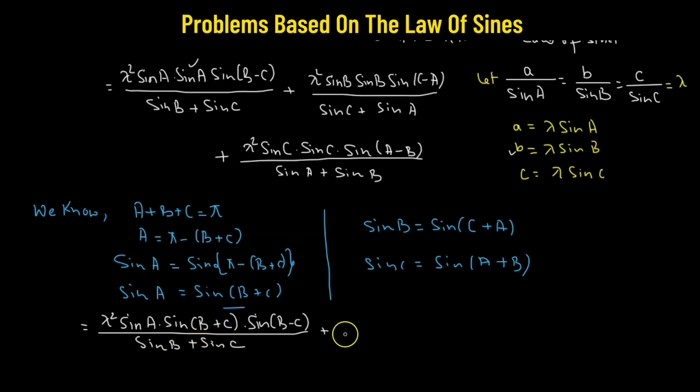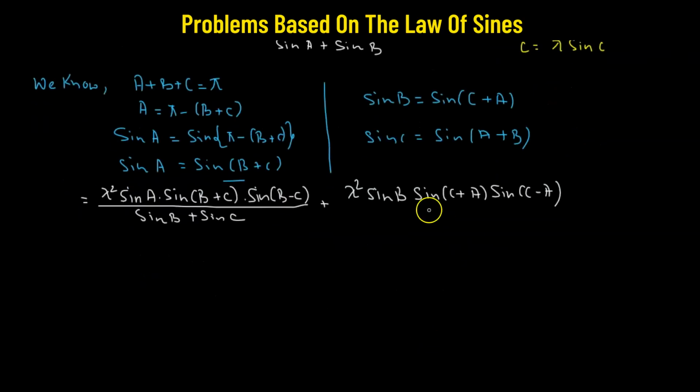Then coming to the next term, we have lambda squared multiplied to sine B. Now, the next sine B will be replaced with sine C plus A, multiplied to sine C minus A, whole divided by sine C plus sine A. So that's the denominator portion.